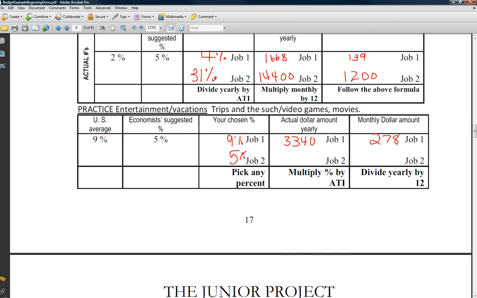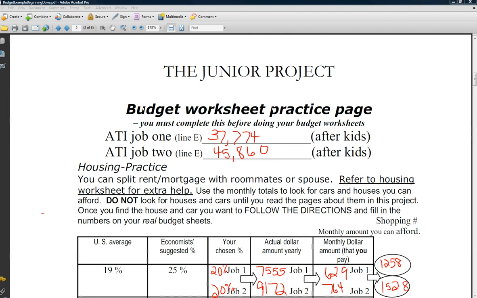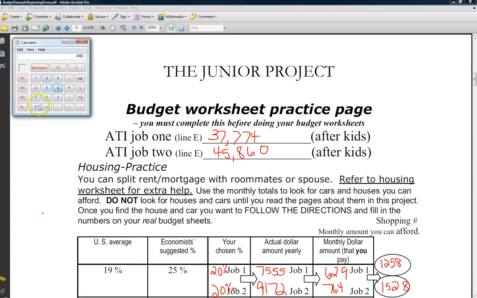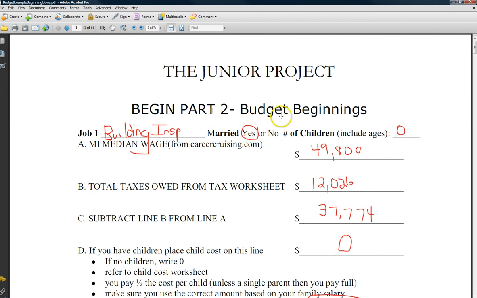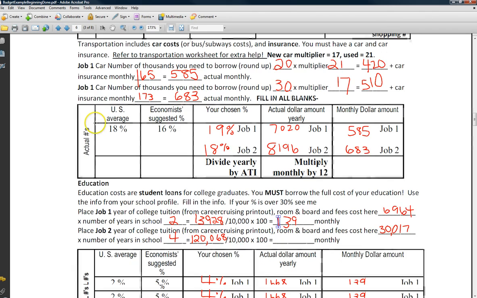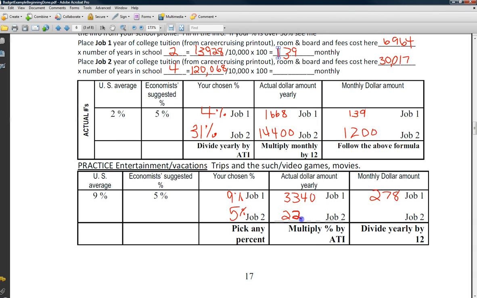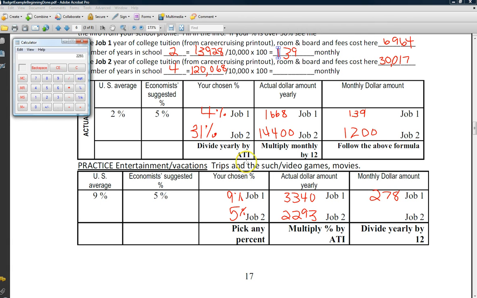Okay, and then for my other job, it's 45,860 times 0.05, 5%. So, 2,293. Okay, I divide by 12, and that's $191.